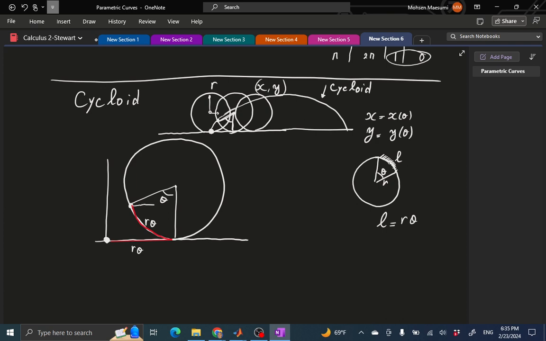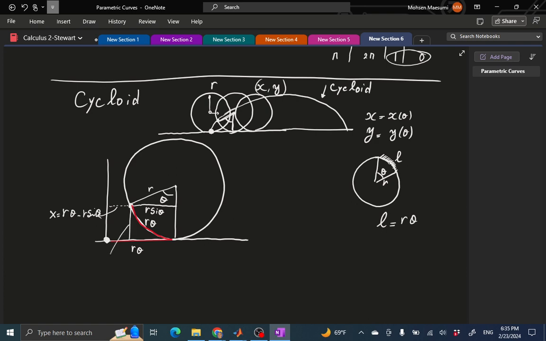Now this distance is going to be, since this is r and this angle is theta, this opposite side is going to be r sine of theta. So r sine of theta plus whatever this quantity is going to be the same as r theta. That means this x is r theta minus r sine of theta. Did you follow that? So this is r sine theta, and this whole length is r theta, and so our x is this quantity.